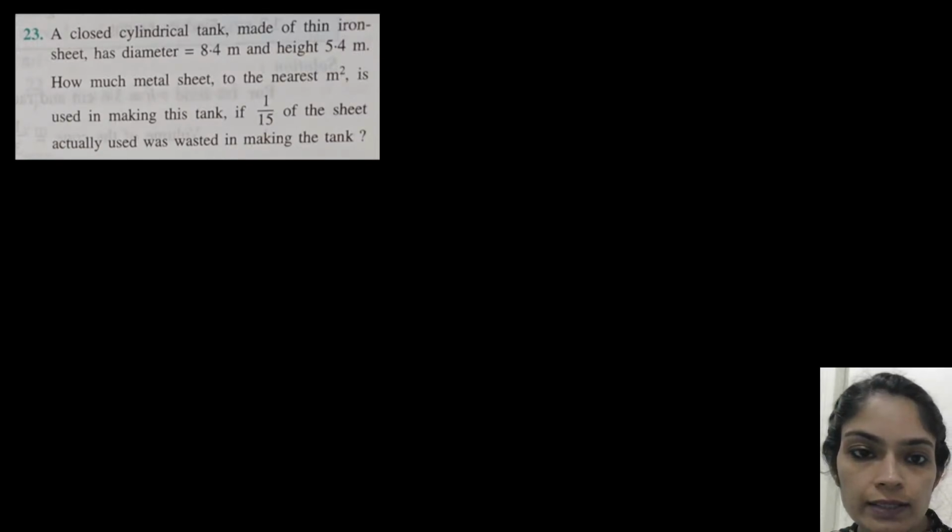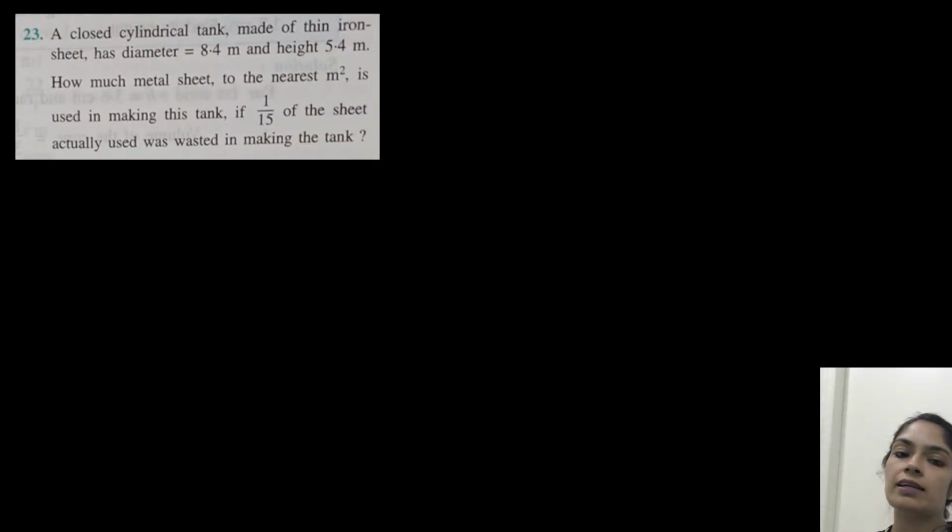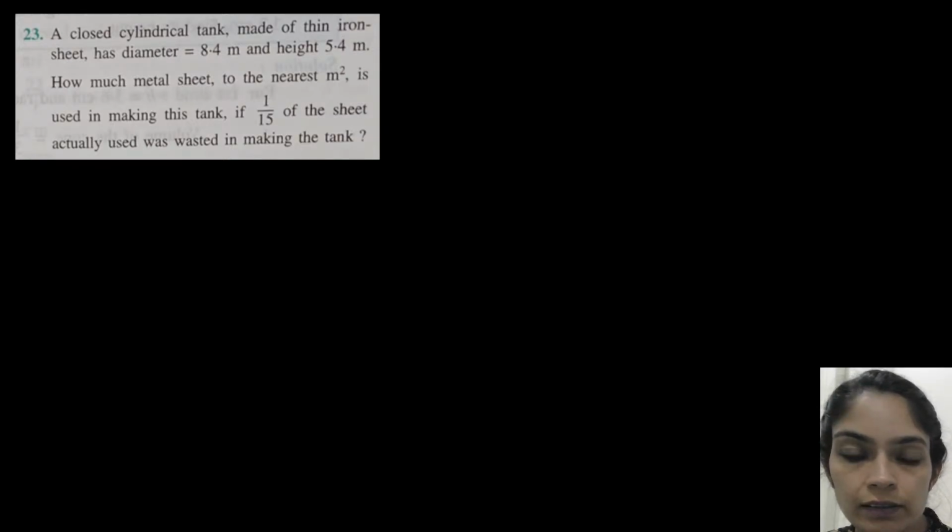The only thing is that, like I always say, if you are able to figure out what is given to us in the question and what we have to find, that means 50% of the question is done. So that's a very important thing. So let's see what is given to us and what we have to find. A closed cylindrical tank made of thin iron sheet. Closed cylindrical tank means you can consider it as a solid one only, because if a hollow cylinder is there, it will be specifically mentioned that this is a hollow cylinder. So you can consider this as a solid cylinder only.